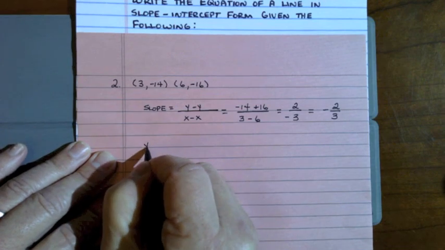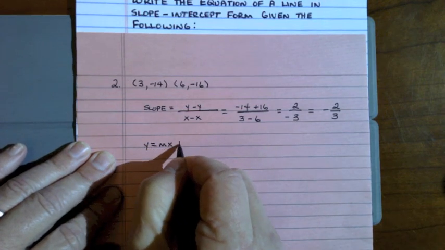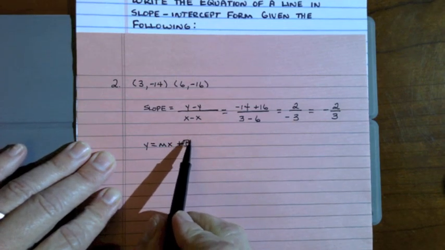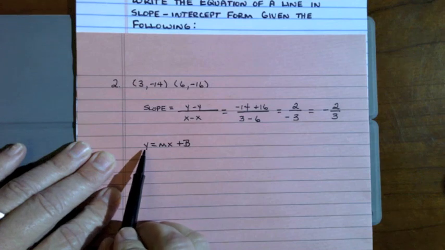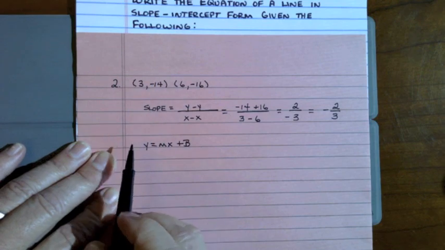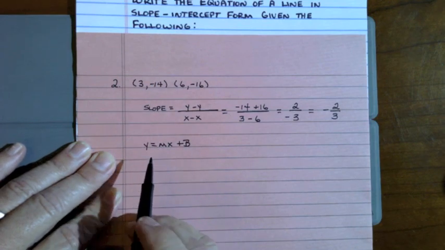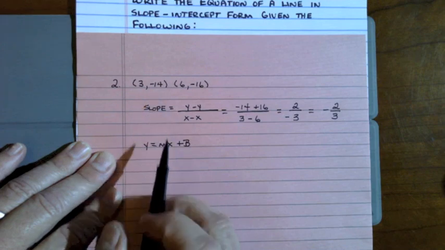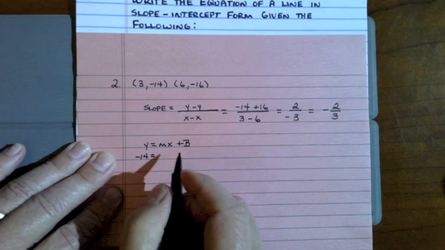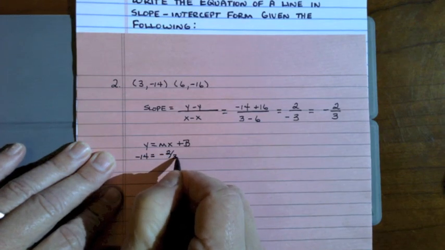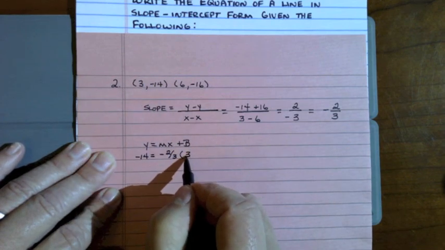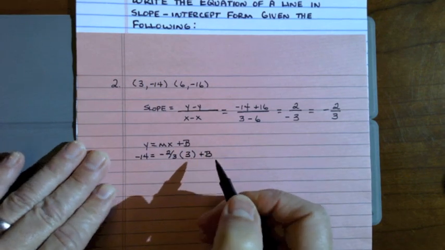I'm going to use this formula since it has a spot for the y-intercept. I'm going to use this formula to figure out what the y-intercept is. I'm going to take a y. It doesn't matter which one of these I use. I'm just always going to use this first point, and I'm going to plug that information into this formula. My y up here is -14 is equal to the slope, -2/3. And the x for this problem, remember I'm using this first one, is 3 plus b.